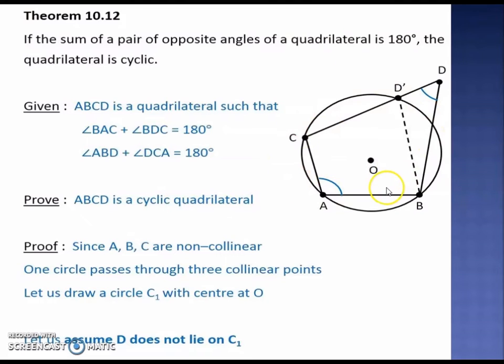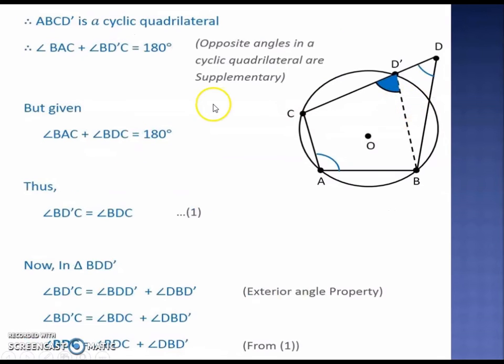We have to prove that ABCD is a cyclic quadrilateral. That means all these points lie on a circle. So let us assume that A, B, C are on the circle, but this point D is not on the circle. It is not passing through the circle. And let us assume instead there is another point D dash which is passing through the circle. So again we are using the same contradiction method over here.